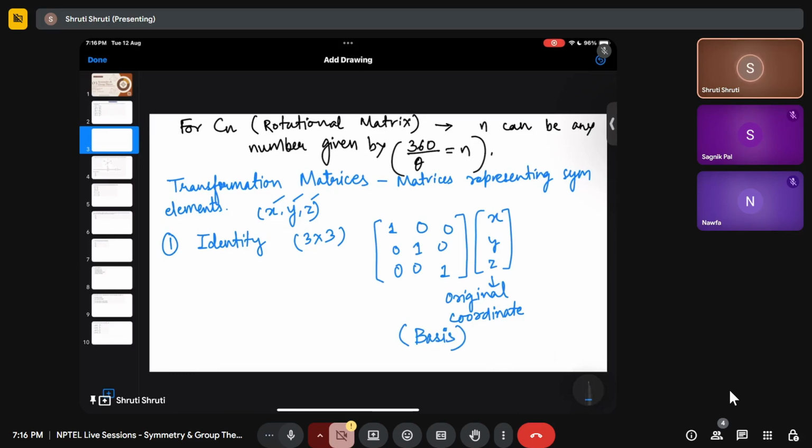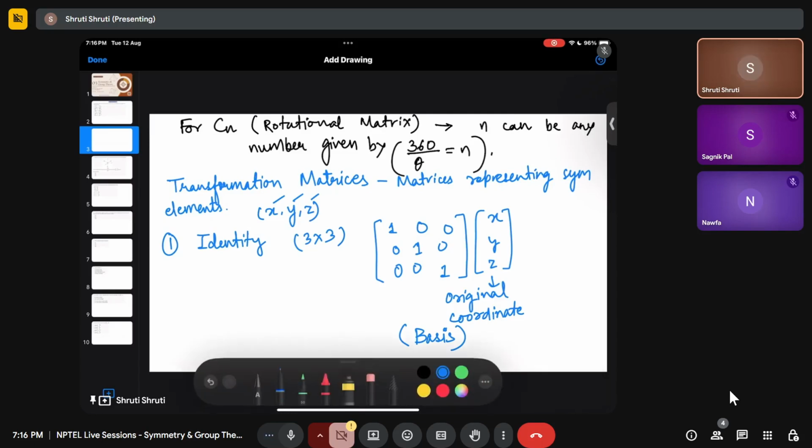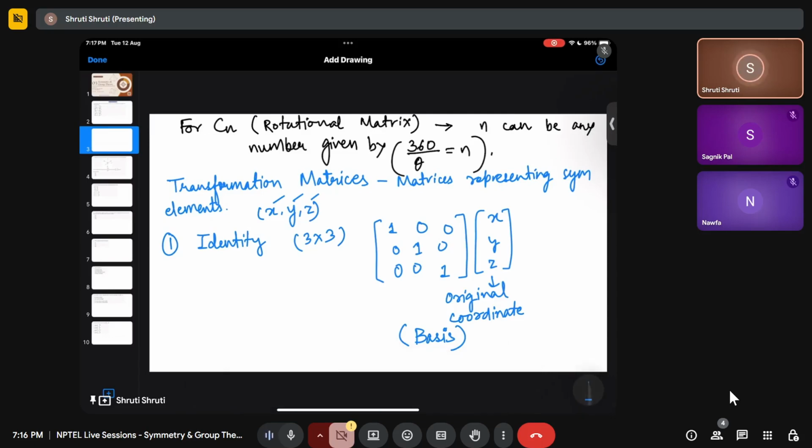Basis, as the name suggests, means based on what you are transforming the molecule. You can rotate an atom around any axis, you can rotate a bond, you can rotate the whole molecule. So based on what you are doing the symmetry transformation on is your basis. So basis can be orbitals, atoms, bonds, or the whole molecule itself.